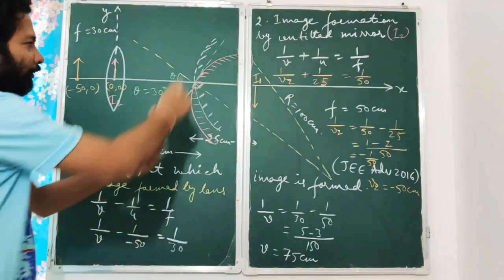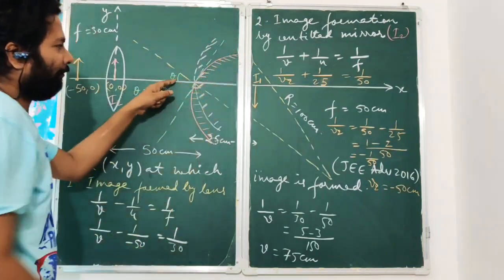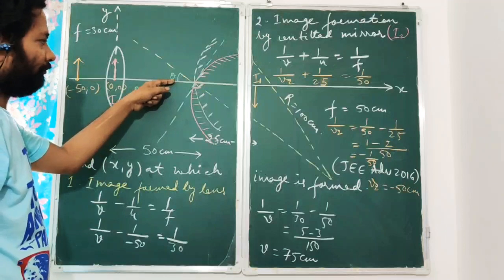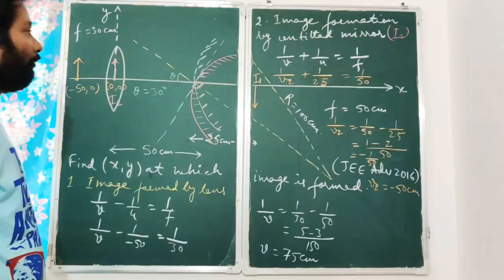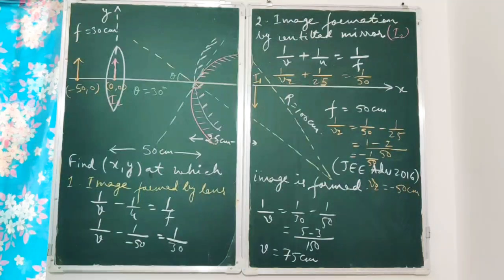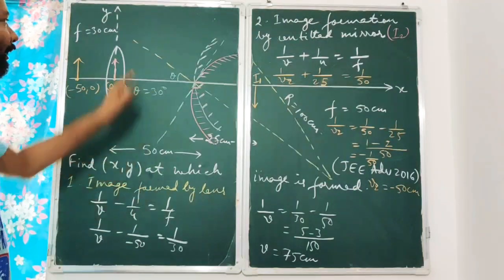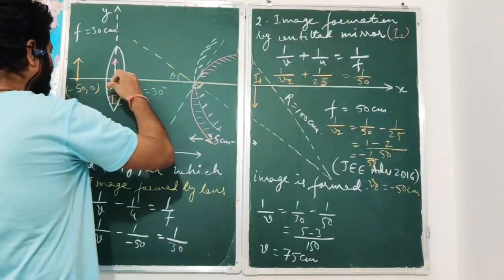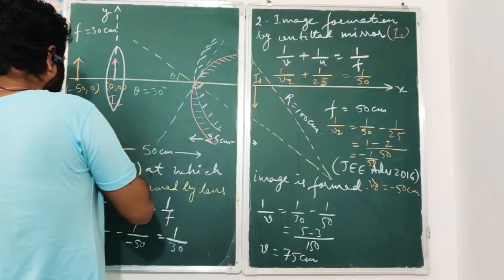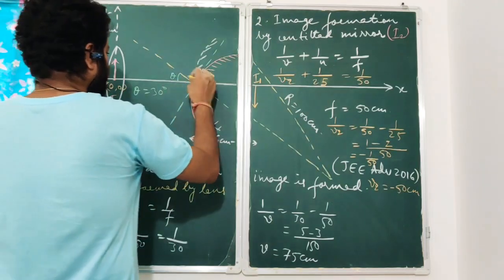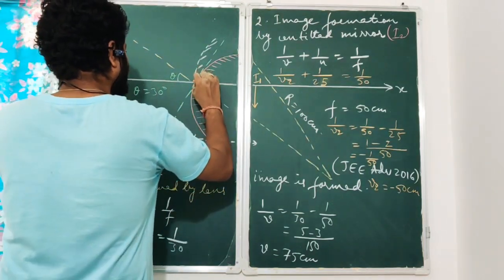Now what is happening? Suppose you are tilting the mirror by an angle of 30 degrees. So what happens to the reflected ray? It will also tilt by 2 theta, that is twice of this. So where will be the image formation taking place? So image formation will take place somewhere here. Draw this.